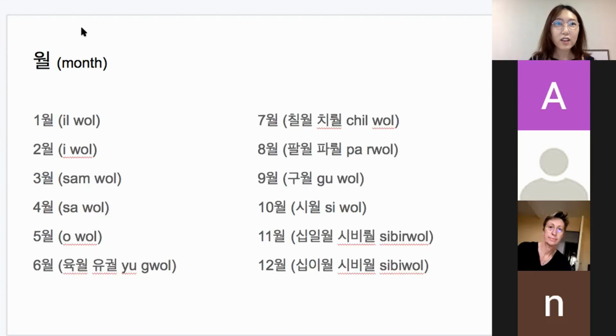Next one. Month. 월. 1월, 2월, 3월, 4월, 5월, 6월. Okay. Next one. 7월, 8월, 9월, 10월, 11월, 12월. Okay. Next one.